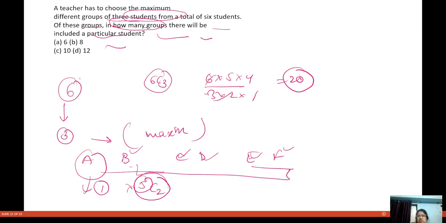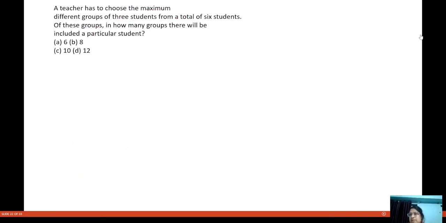And how many can we choose? Only two students. So this can be done in 5C2 ways. So this will come to be 5 into 4 divided by 2 into 1. So this becomes 10. I hope you are clear with this thing.